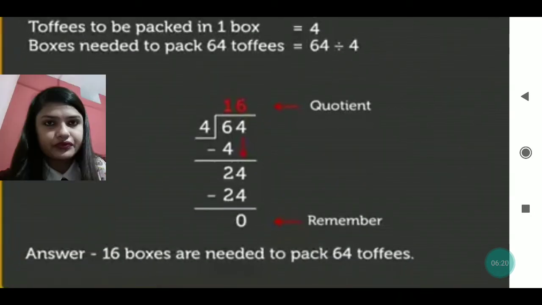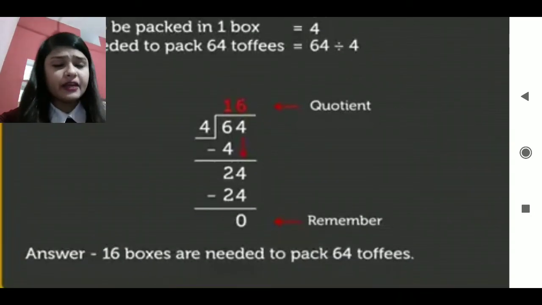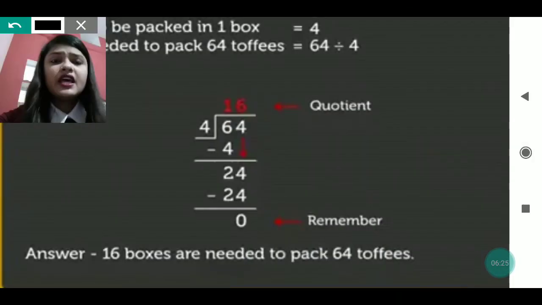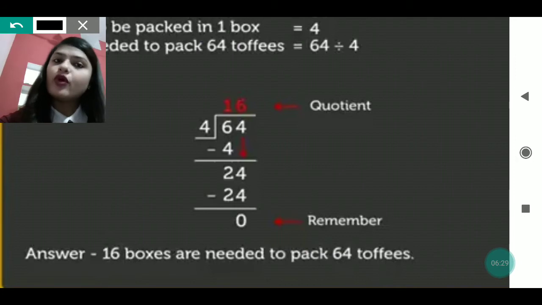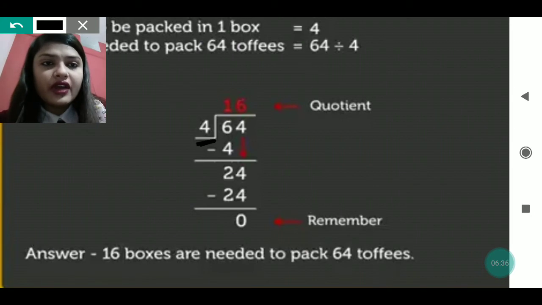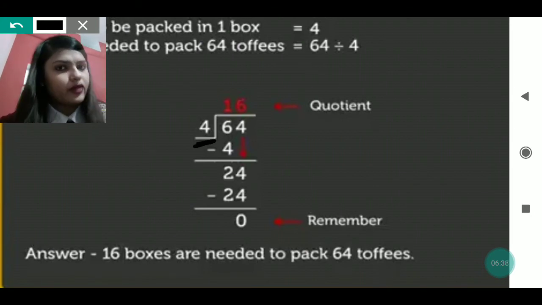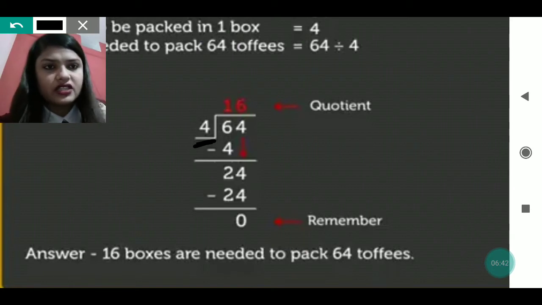So see how it is being done, my dear. It is done like this. 64 we have written in the dividend column and 4 as the divisor. Okay, now let's divide. You can see the divisor is a 1 digit number and the dividend is a 2 digit number, so at first we will take only the first digit. So 6 we will take.